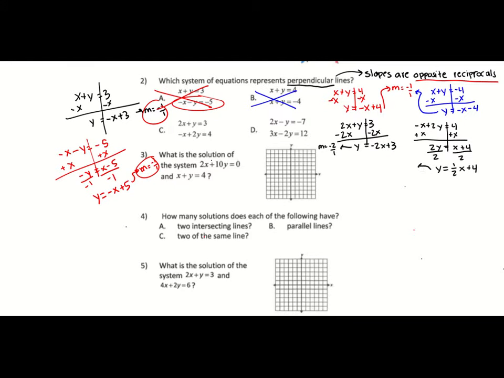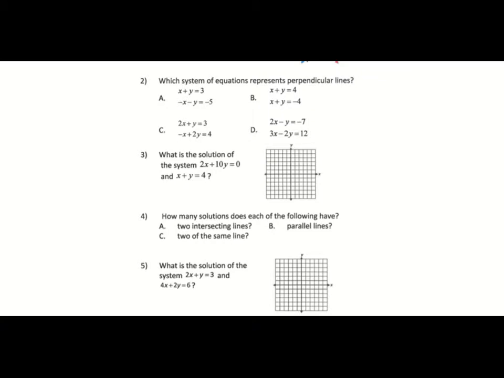This means my slope is 1 over 2. Now if I look at my two slopes right here, I have negative 2 over 1 and a positive 1 over 2. Those are reciprocals. One is negative and one is positive. So those are opposite reciprocals. That makes C the correct answer.